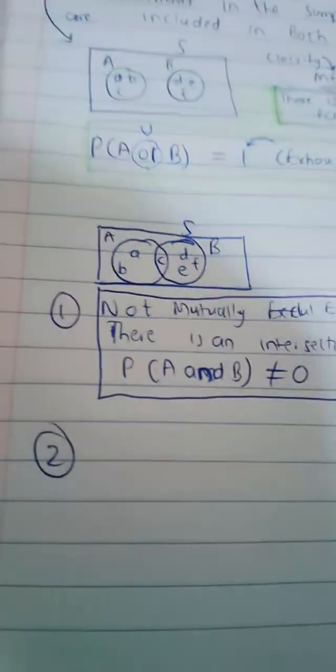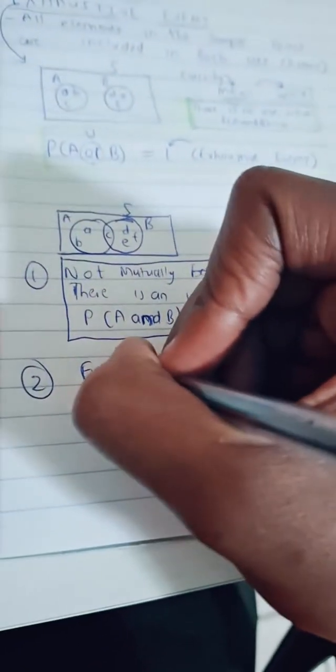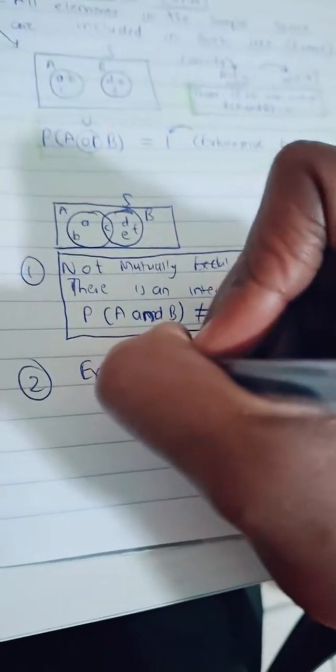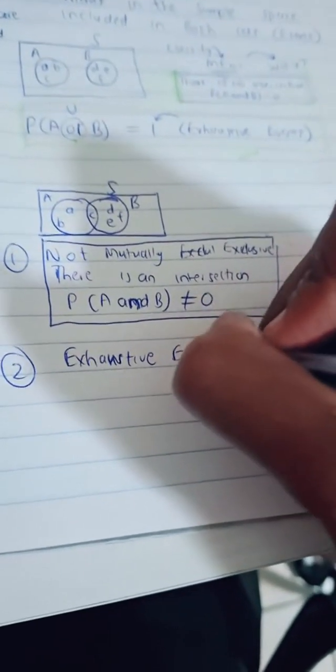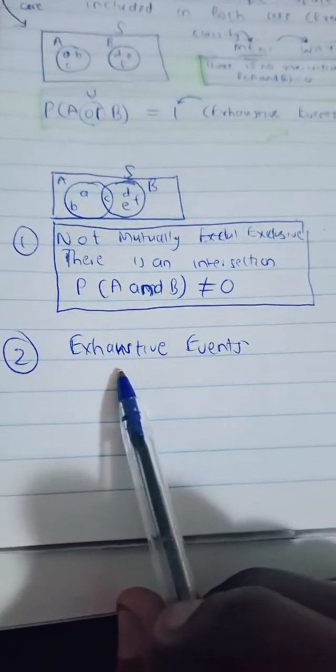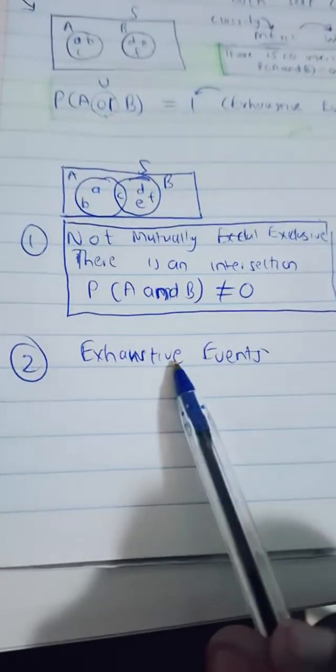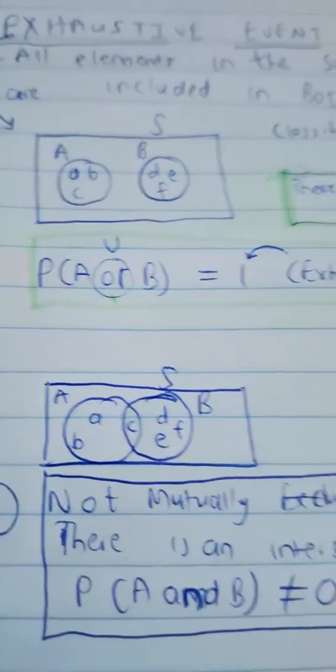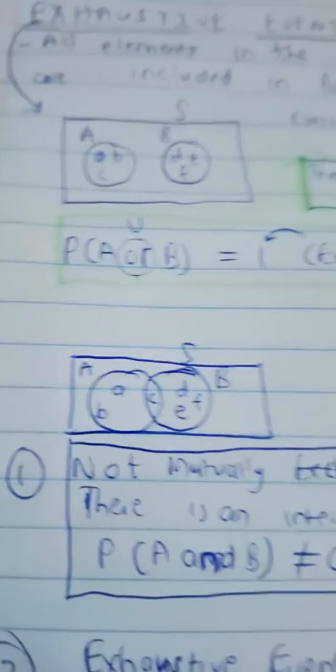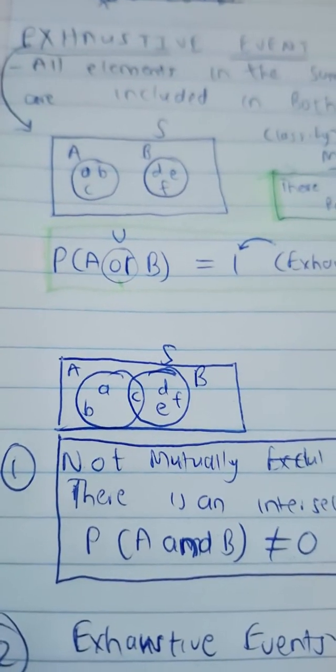So mutually exclusive, we said not. Exhaustive, okay, it seems like people are saying yes. So that means we have something that is common, and that is yes. And the reason why we are saying yes is why? Why are we saying the events are exhaustive for this particular Venn diagram? Now I need your reasoning there in the comment section.